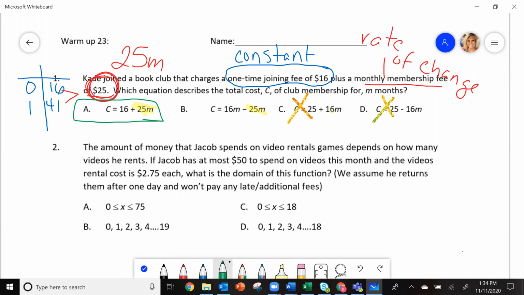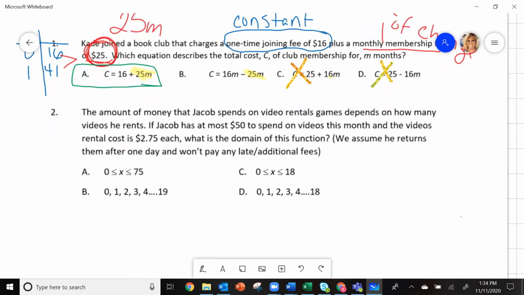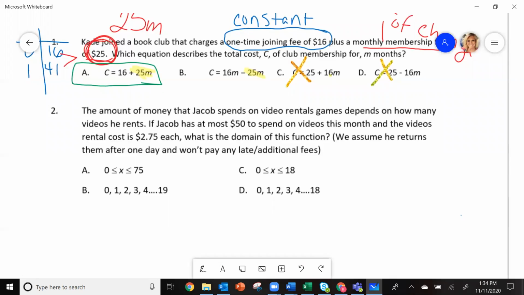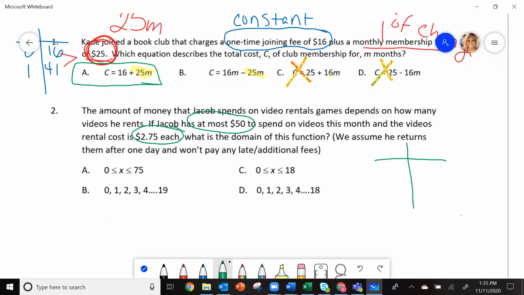Now on your next one, it says the amount of money that Jacob spends on video game rentals depends on how many videos he rents. If Jacob has at most $50 to spend on his videos this month, and the video rentals cost $2.75 each, what is the domain of the function? All right, a couple different things. First, we need to figure out what is going on here for our numbers.